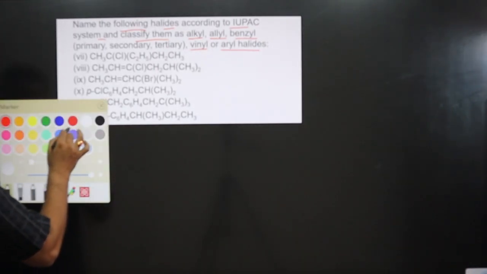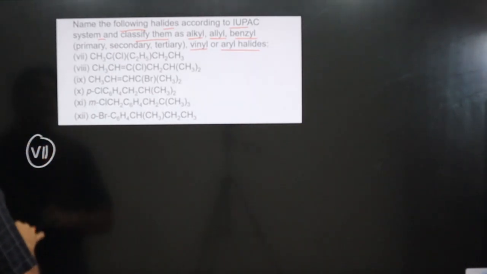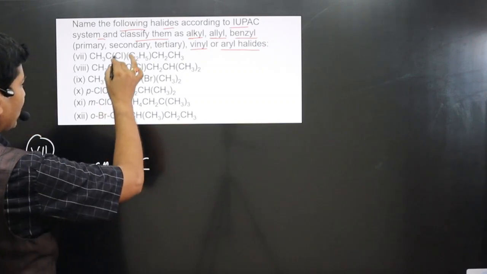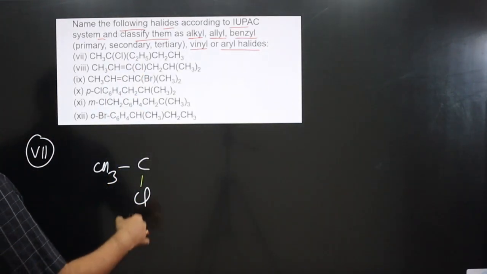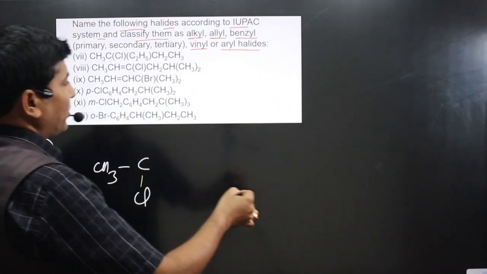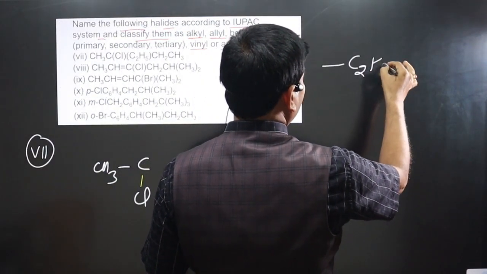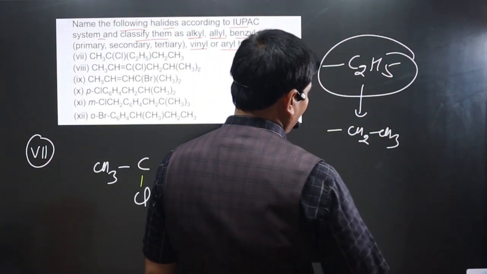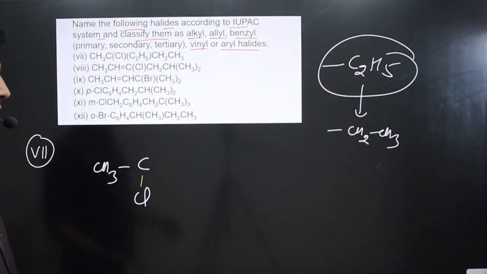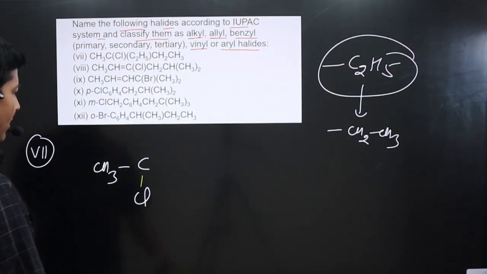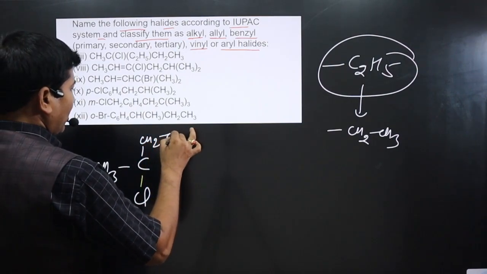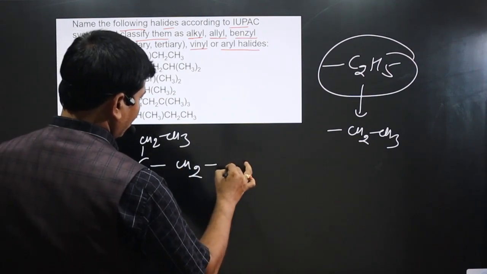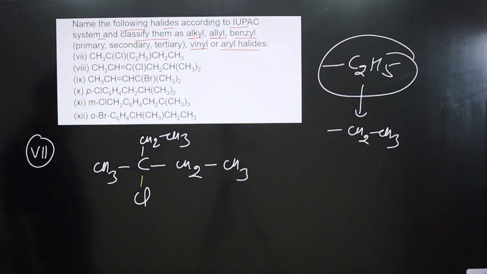So first we have the seventh one. CH3, and then a carbon is there. To this carbon you can see a halogen is attached. And then we have C2H5. Keep in mind C2H5 is there. In this case 2 carbons are there, I can write it as C2 and CH3, same thing only. It will be easier for the numbering of the parent chain. Then we have CH2 and CH3. Next we have CH2 and then CH3 is there. This is the compound given.